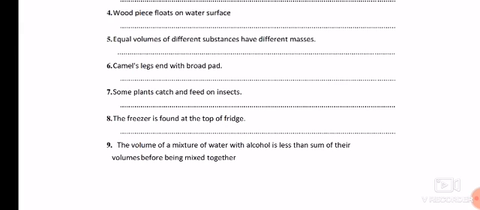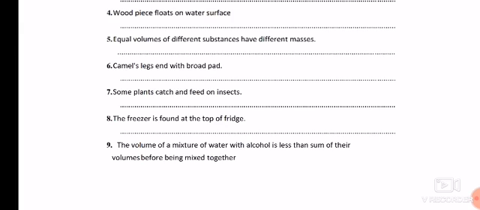Some plants catch and feed on insects to get nitrogen to make protein, which are called insect eaters or insectivores. The freezer is found at the top of the fridge to cool the air, so its density increases and it falls down, and the hot air, which has lower density, rises up to be cooled again.